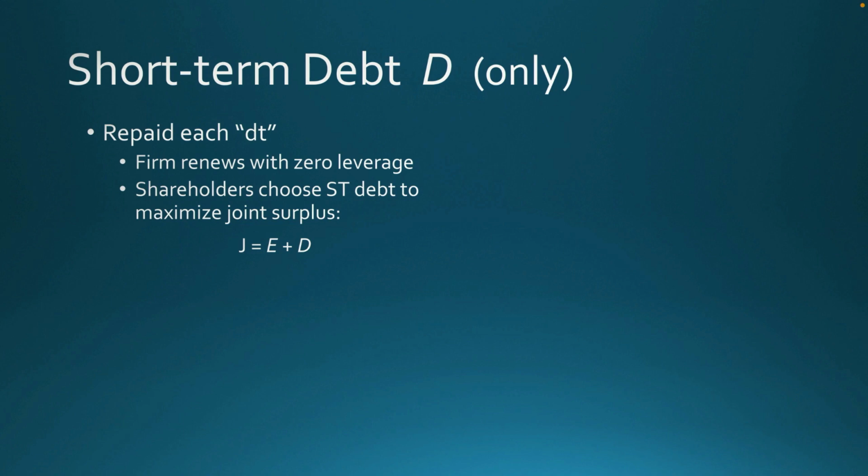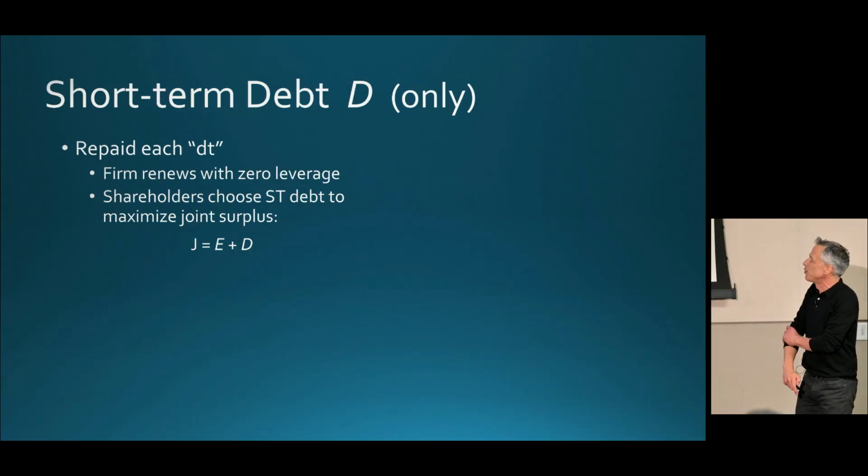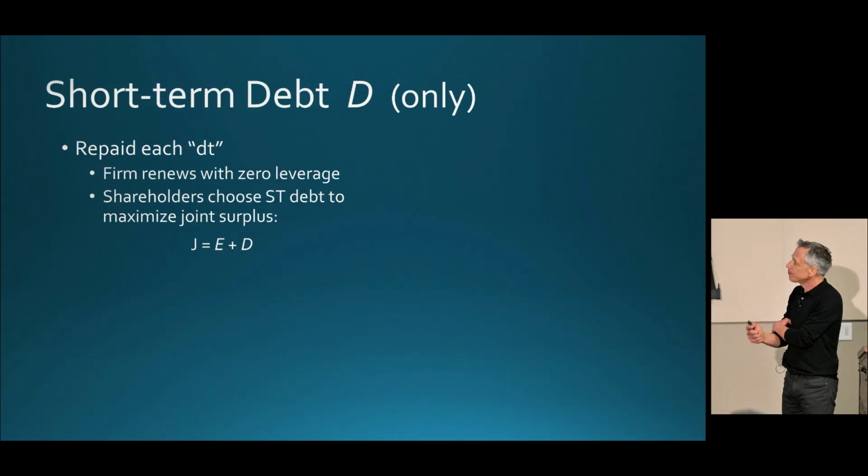Let's first think about a world where there's only short-term debt. That's the only choice. Because the firm renews every instant with zero leverage, it's like we're starting from scratch at each point in time. So shareholders are going to choose short-term debt to maximize that joint surplus, as was mentioned in the presentation. Right? If we're starting from 0, we want to maximize the joint surplus between the two.